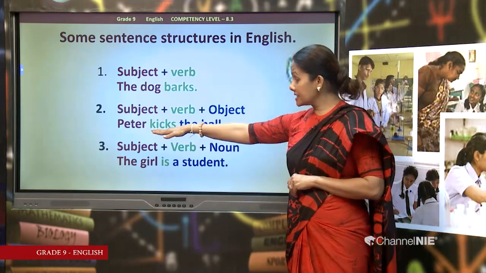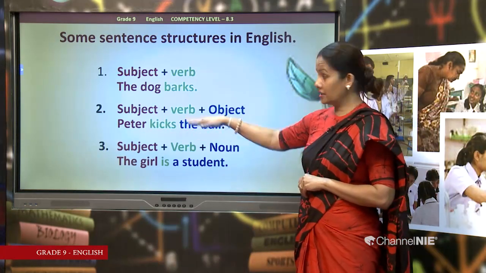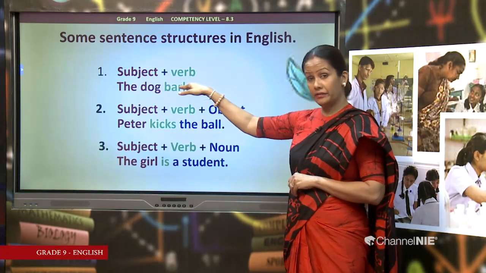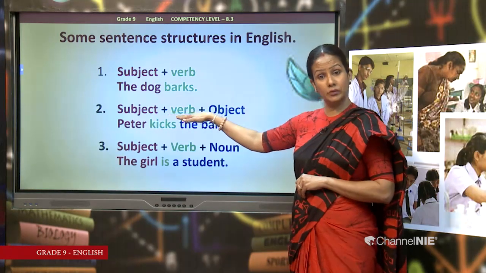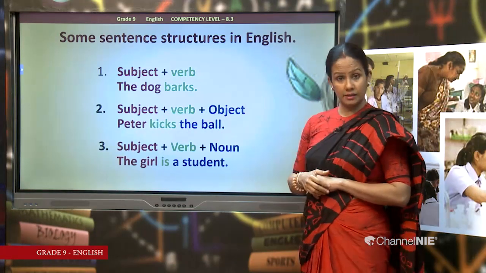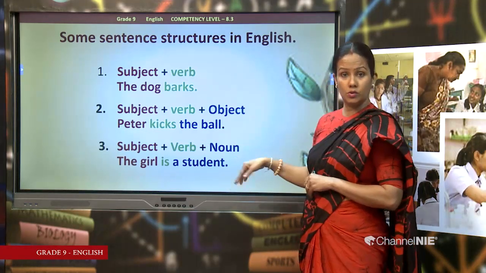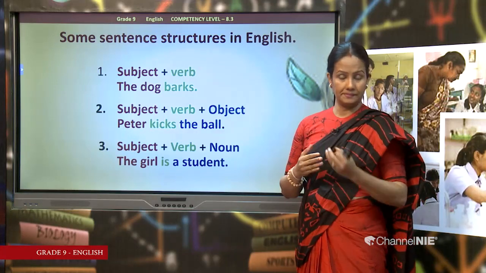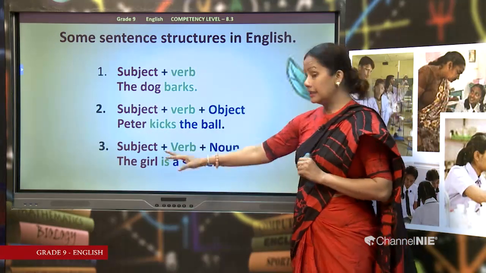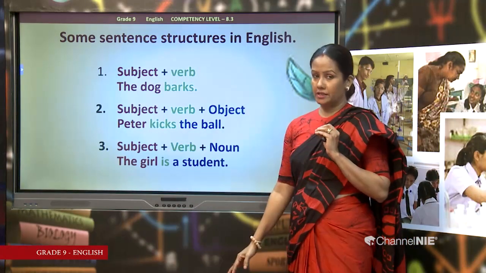So, this is another sentence structure. Earlier only the subject and verb, but now subject, verb and object. And the third one, subject, verb and noun. You are adding a noun there. But here the verb is rather different.